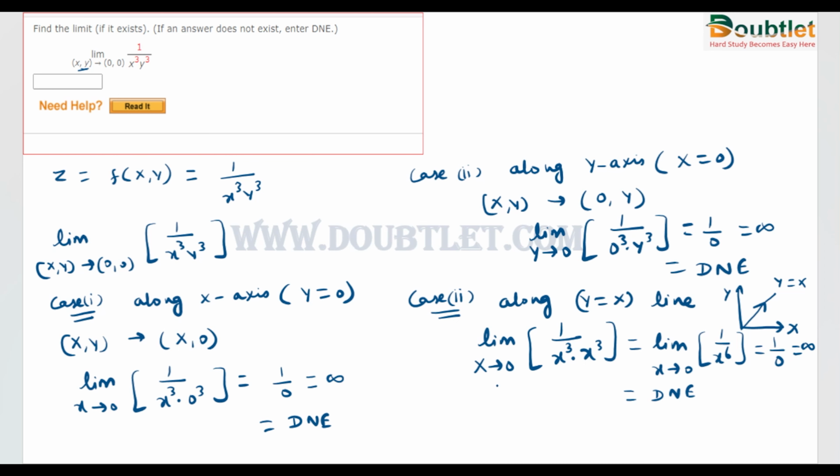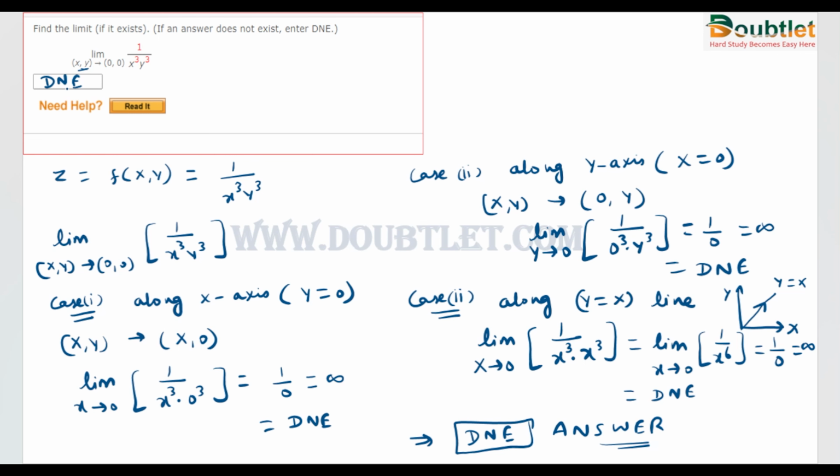So in all these cases the limit does not exist. So the whole answer is does not exist. From this we can say that at x comma y equal to 0 comma 0, this function 1 upon x cube y cube does not exist, meaning its value does not exist. So here in this box we can easily write does not exist.